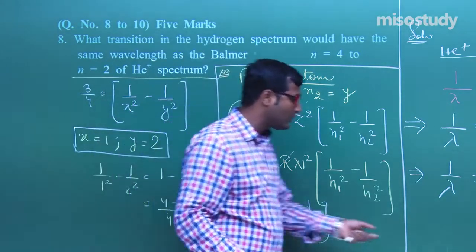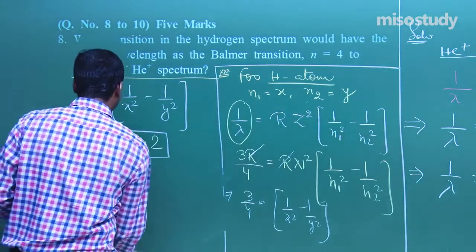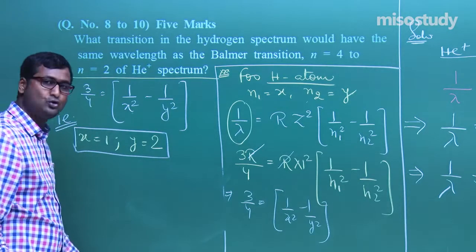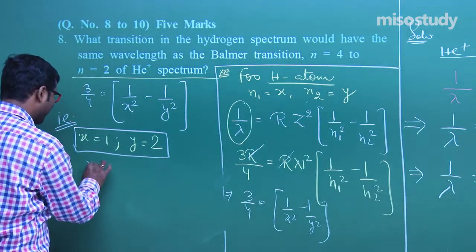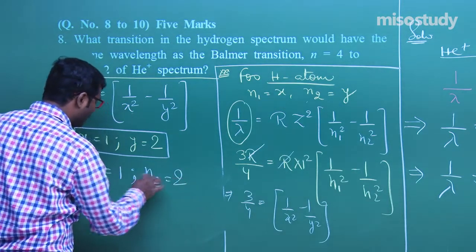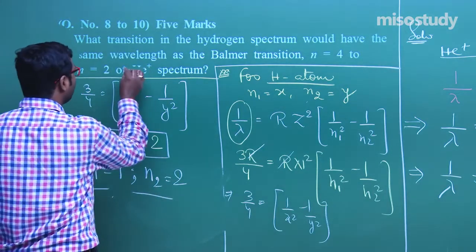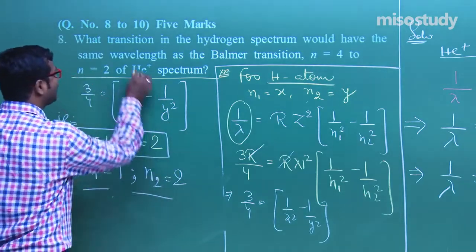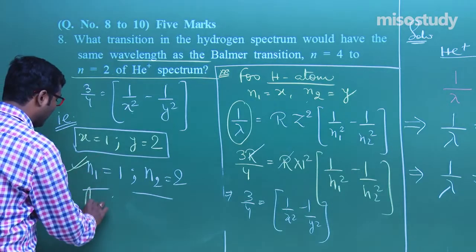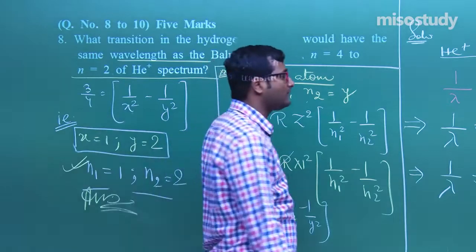Now moving here, check it out. What I am telling, listen carefully. We can say that X is equal to 1 and Y is equal to 2. Clear to you? That is the transition n1 is equal to 2 and n2 is equal to 2. If the hydrogen atom has transition n1 to n2, it will have the same wavelength as the Balmer series transition for helium plus ion. This is the complete answer and this is the complete solution of this question.